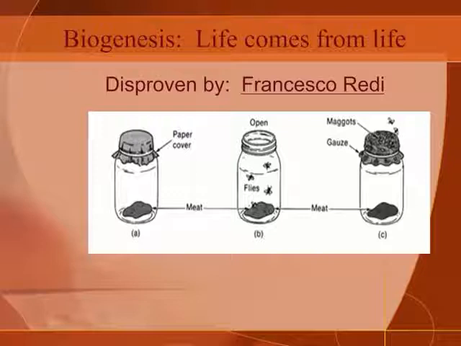He noticed that the flies entered the open container, but could not enter the closed container. Over a period of several days, maggots or baby flies appeared on the meat in the open container, but not on the meat in the closed container. He disproved the idea that the maggots came from the meat. He proved the idea that the maggots came from the flies.